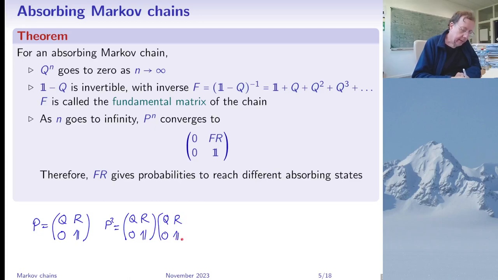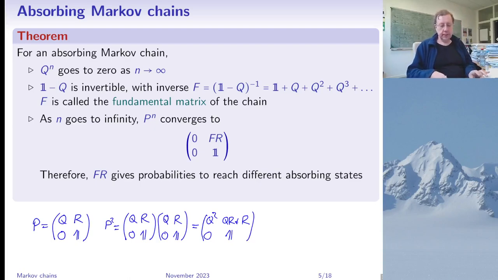then I use this rule where I multiply rows and columns. So the first element will be Q times Q plus R times 0, that will be Q squared. Then I will get Q times R plus R times identity, so Q times R plus R. Then I will get 0 times Q plus identity times 0, which is 0, and 0 times R plus identity times identity, which is identity.